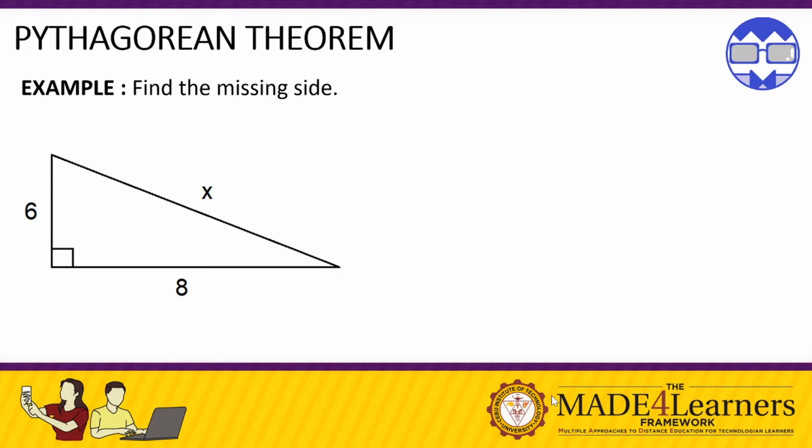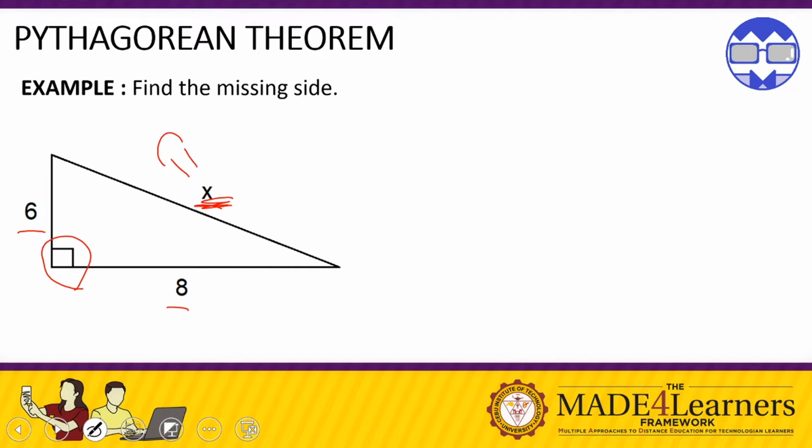Let's have some examples. Find the missing side. So we have here a triangle with sides 6 and 8, and we are going to find the missing side, which is denoted by X. Determine first which is the longest side. The longest side is always opposite the 90-degree angle. The 90-degree angle is here, and the opposite side is X. So this will be our C.